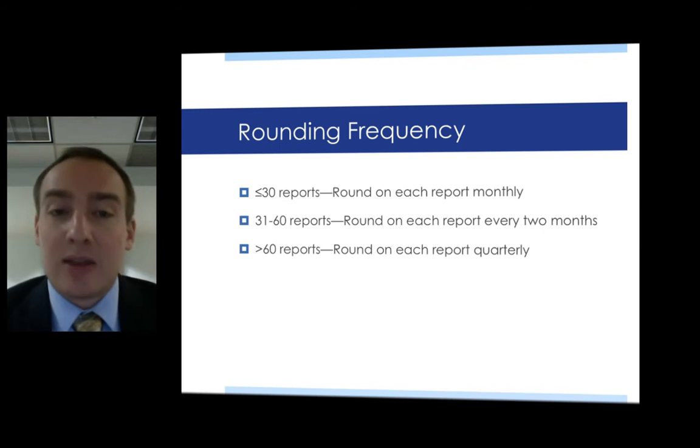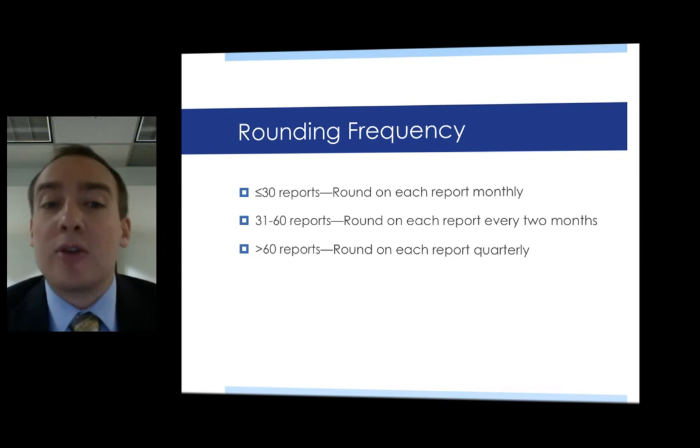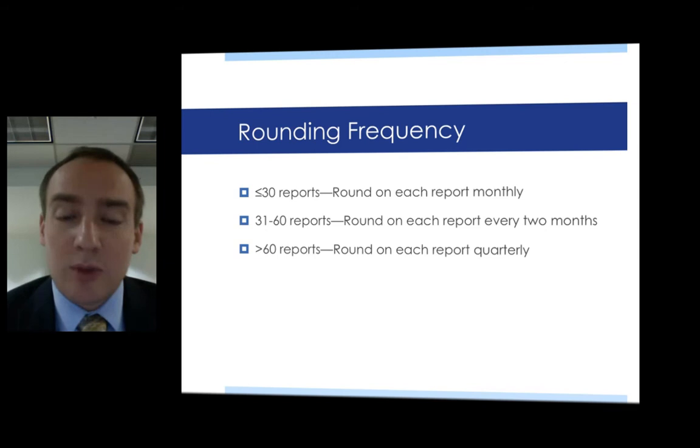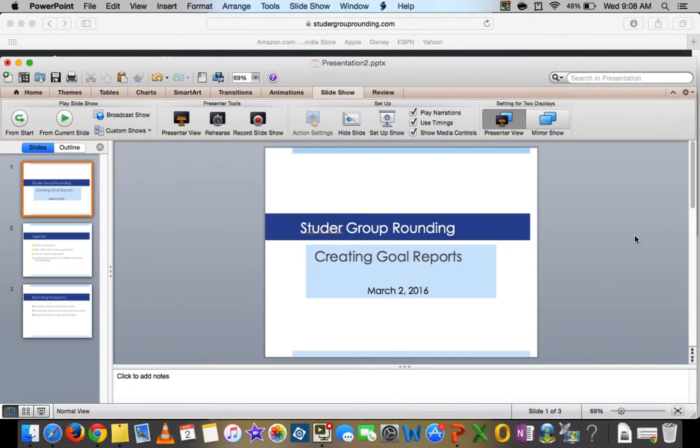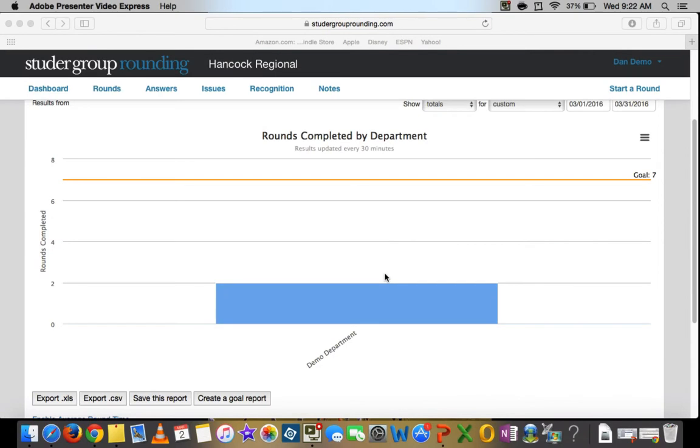And that is getting at the why. But the goal report, as to the what, is really just a number of rounds that you set for yourself based on the number of reports that you have to do each month or the frequency at which you do them.